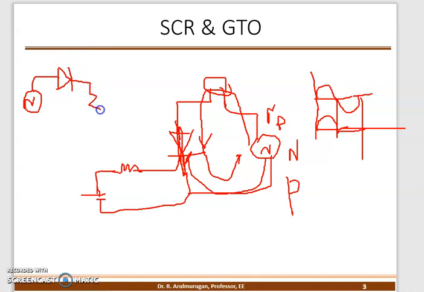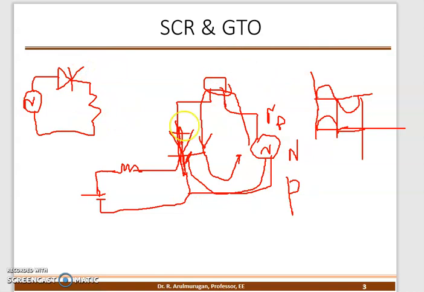First I will draw the load, and the load to the close. This is called half wave, half wave, half wave. This is a half wave uncontrolled rectifier. I want a controlled rectifier, so this is called a half wave controlled rectifier.